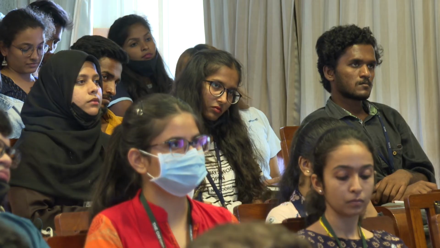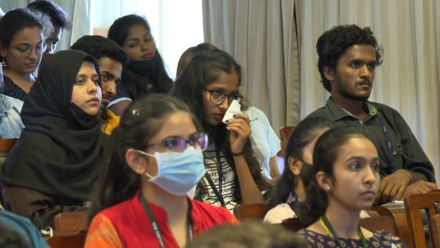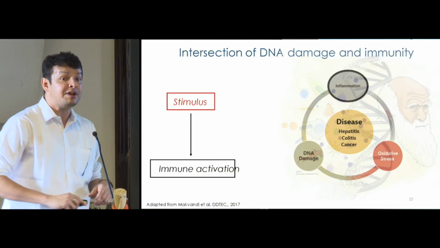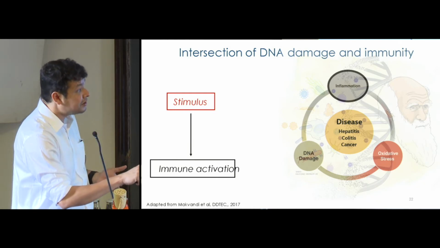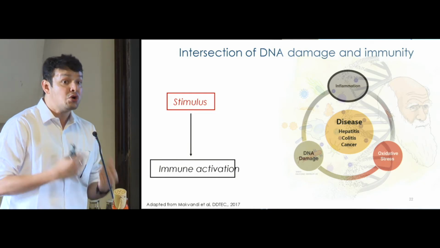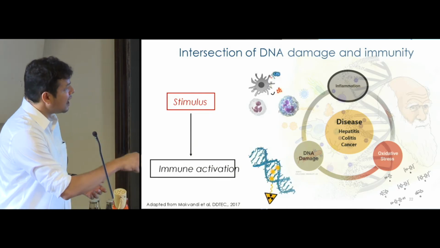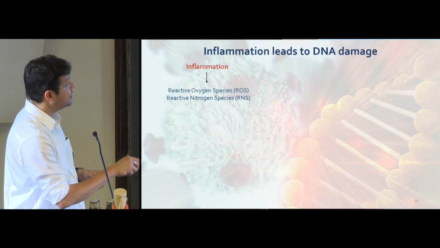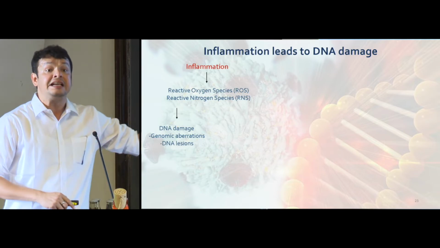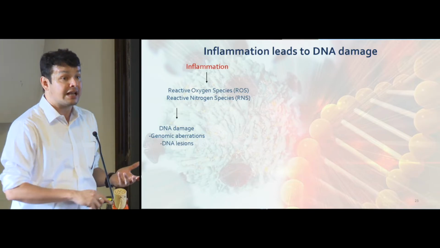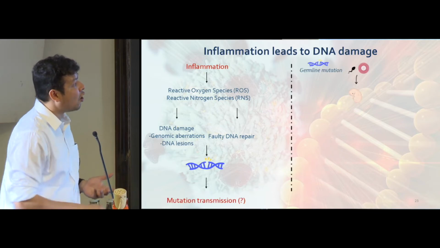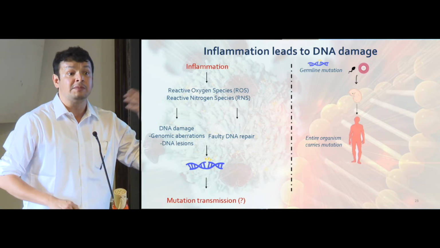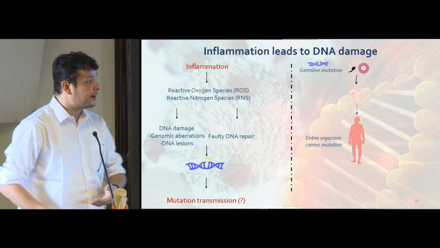I'll just quickly take you through since I don't have much time. So this is what I was trying to tell you. If you have a stimulus, you will have an immune activation, and many inflammatory responses, mostly known in many of the metabolic diseases, are known to create mutations. For example, inflammatory molecules produce reactive oxygen species and reactive nitrogen species, which can create DNA damage, genomic aberrations or DNA lesions. As I said, if this happens in the germline, it can actually pass through generations, from the parents to the offspring.